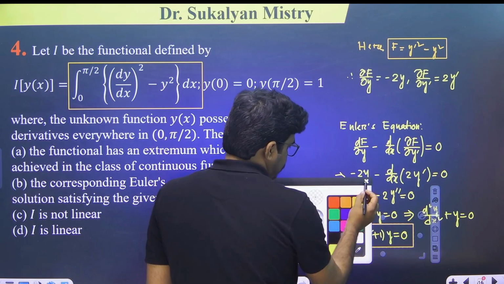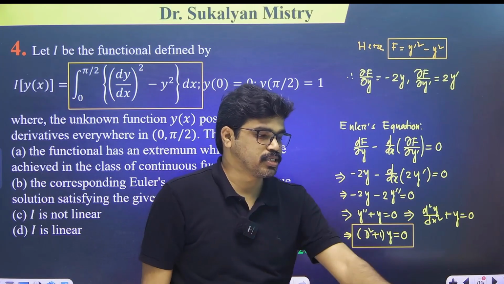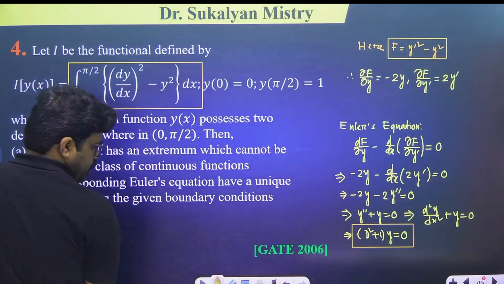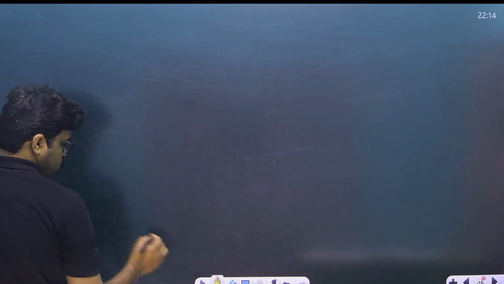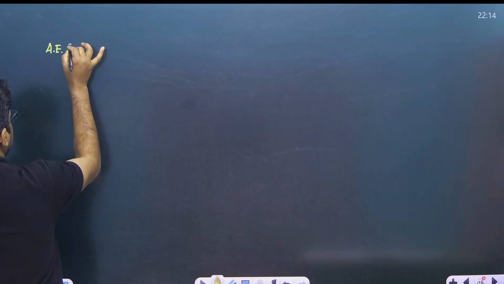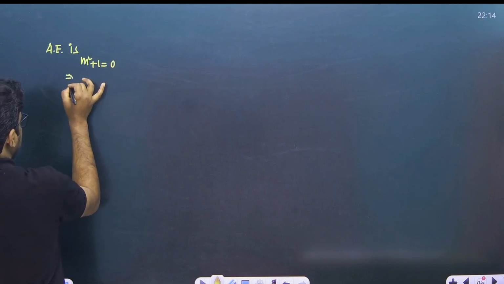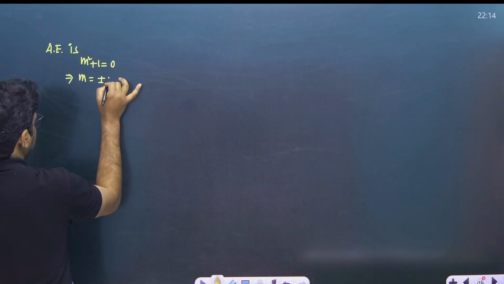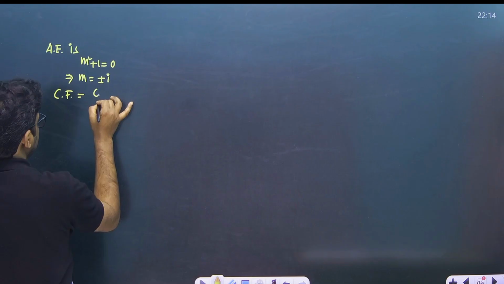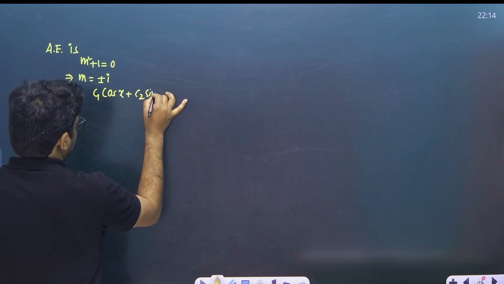Okay, right? So what is the auxiliary equation? The auxiliary equation is m² plus 1 is equal to 0. That means m is equal to plus minus i. So the complementary function CF will be C1 cos x plus C2 sin x.